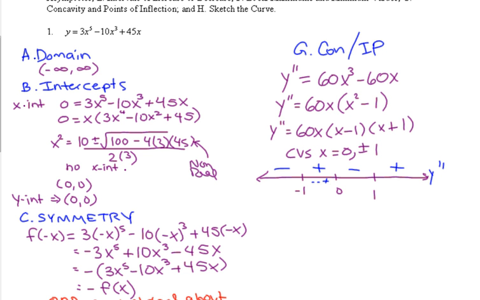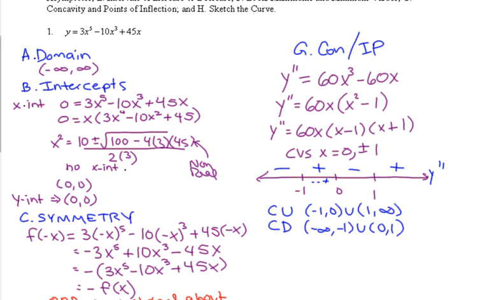Okay, we need to list three different things. So what's the first thing? Concave up. When is it concave up? That's what you meant, right? So we say from negative 1 to 0, union 1 to infinity. We say concave down from negative infinity to negative 1, union 0 to 1.